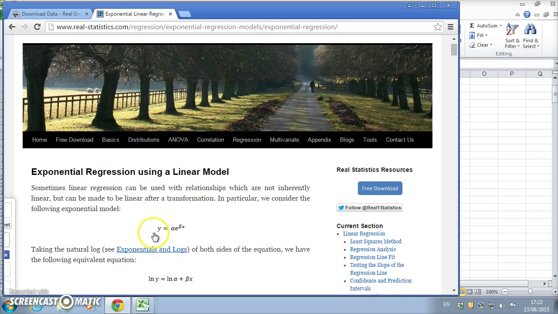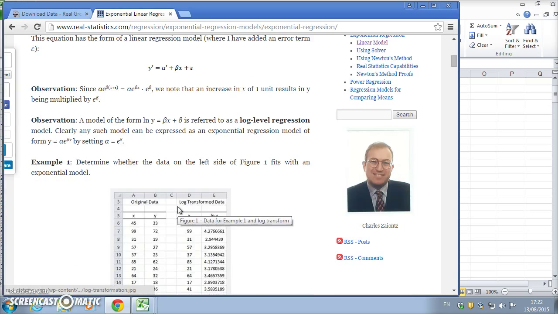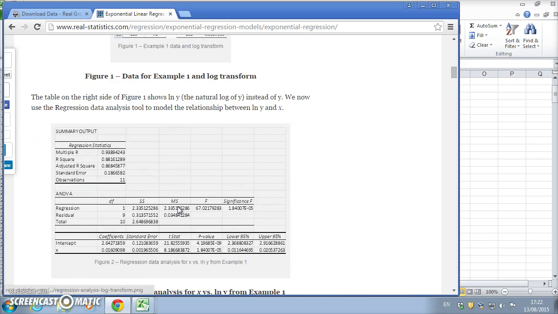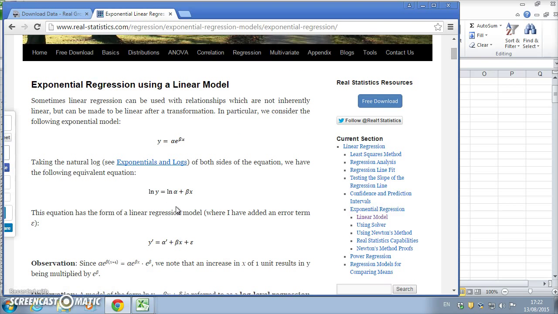And x as perhaps the time period. If we take the natural logarithm of both sides, then this breaks down using properties of natural logarithms. The natural logarithm of y would be equal to the natural logarithm of alpha plus beta x. And so herein lies the rationale for taking natural logarithms.